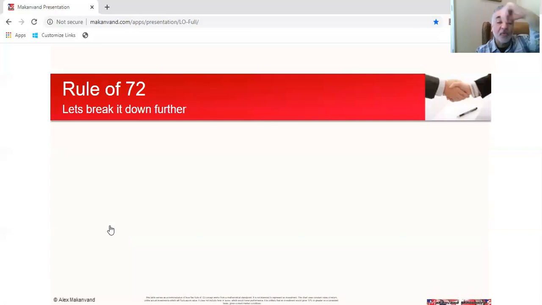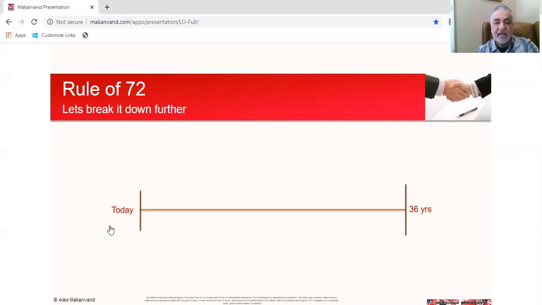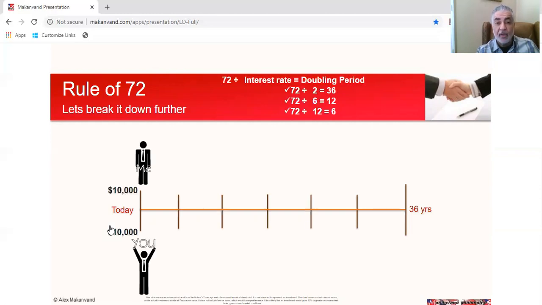All right, great. Now let's take this to another step. This whole concept of rule of 72, I'm going to take it to a whole new level. Let's say that the left side is today, and the right side is 36 years from now. And let's say that today, you and I are both sitting here with $10,000 in our hands. So that's me on top, and that's you guys on the bottom. Now I'm going to take my $10,000 and put it in the 2% account. How much am I going to have 36 years from now? According to the rule of 72, at 2%, it takes 36 years to double your money. Remember that? So my $10,000 is going to be $20,000.